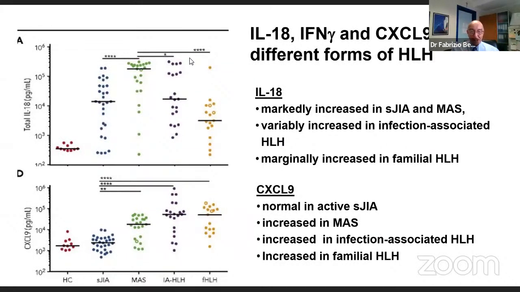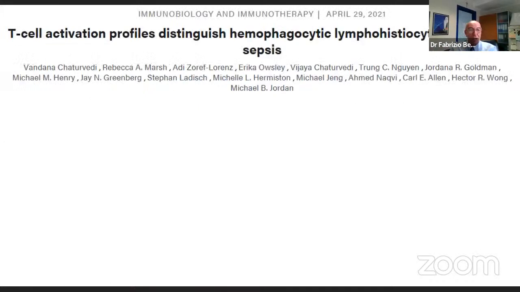So you can see a pattern here, a pattern of patients in which IL-18 is very increased, and a pattern of patients in which IL-18 is not increased. However, CXCL9 is increased all over the board, suggesting that actually IL-18 is important because it does induce interferon gamma production. Let's switch to T cells for 1 second.